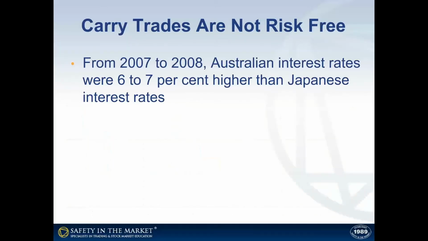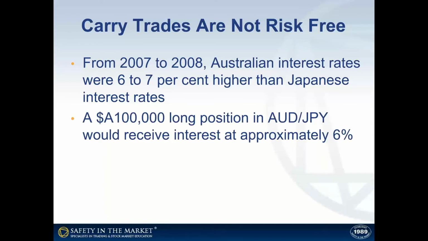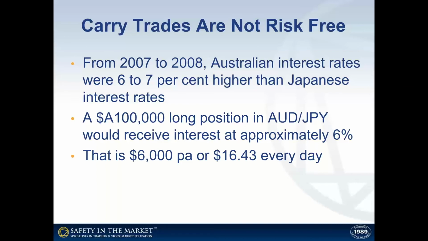So from 2007 to 2008, during that period, Australian interest rates were consistently 6 to 7% higher than Japanese interest rates. So that means that a $100,000 long position in the Aussie dollar Japanese yen would receive interest at around 6%. So that equates to $6,000 per annum or $16.43 every day.